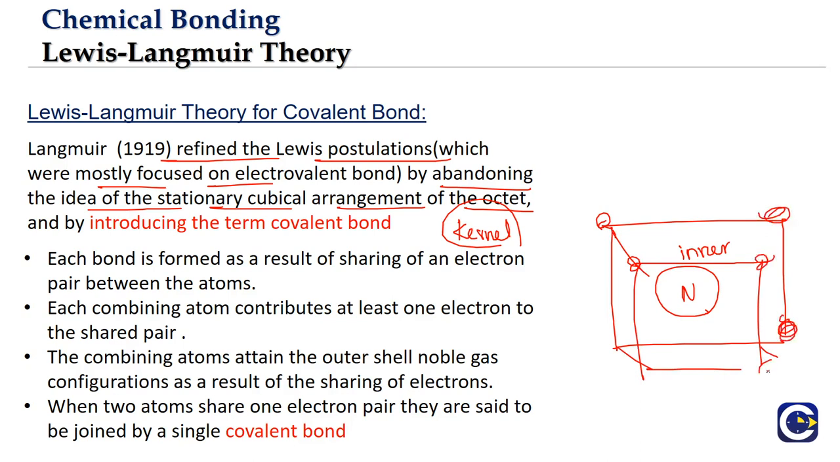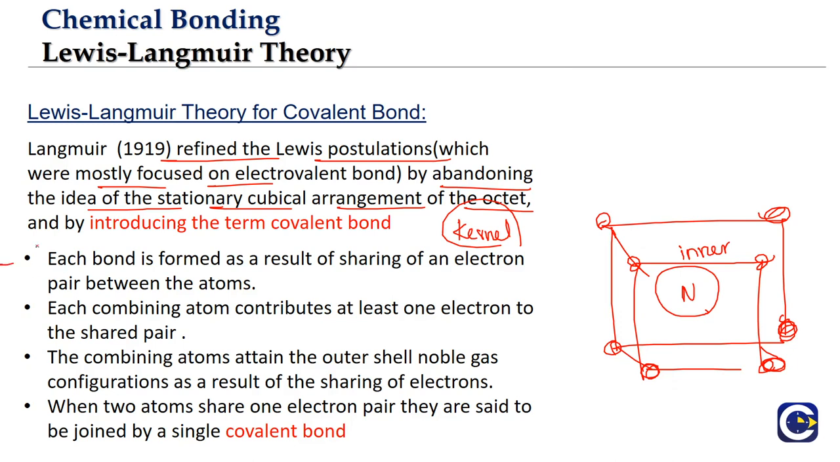So there will be 8 corners, and in case of the inert gases, all the 8 corners will be occupied. In case of the other elements, some of the corners will not be occupied. So in the kernel approach, the other elements will try to get an arrangement where they have electrons occupying all the 8 corners of the stationary cubical arrangement. That is the kernel model of the atom proposed by Lewis. But Langmuir's modifications have discarded the kernel approach.